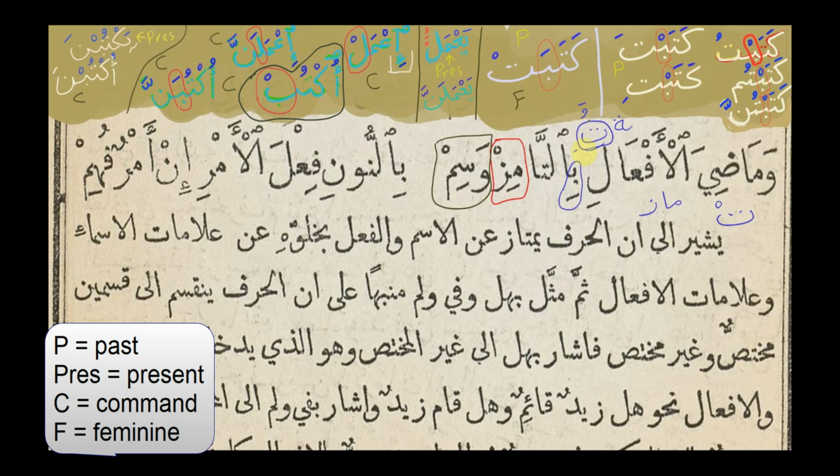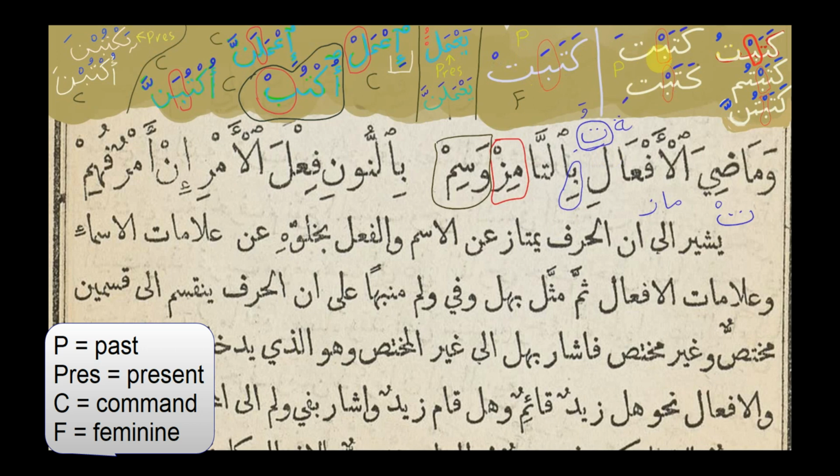So this moving ta and this silent ta here cause the verb to indicate the singular third person feminine. She wrote, كتبت. Notice the effect on the last letter of the past tense verb كتب. It stayed the same, because this is a silent ta. Now, this here is in the past. All these are in the past.